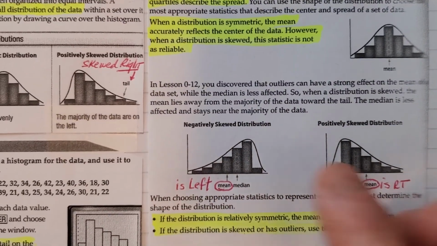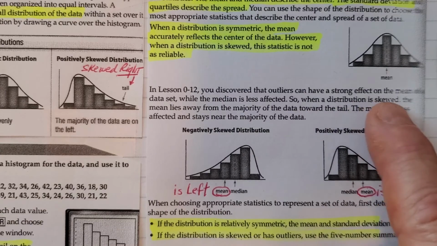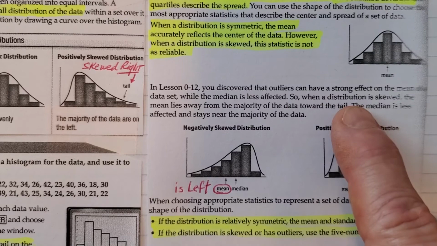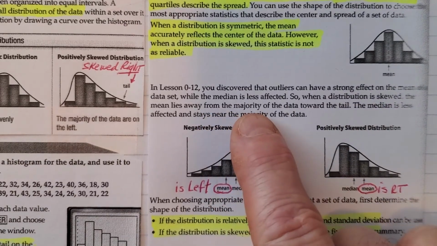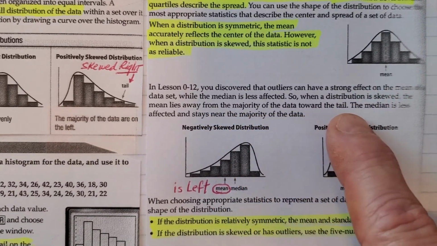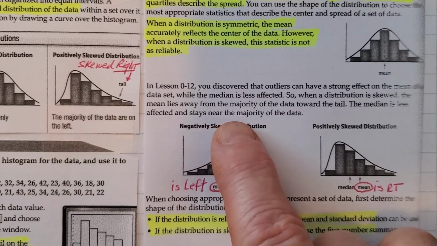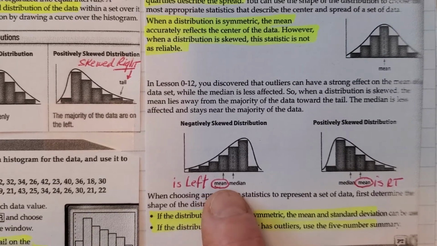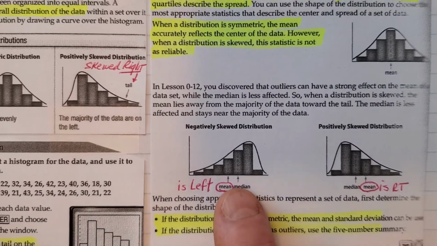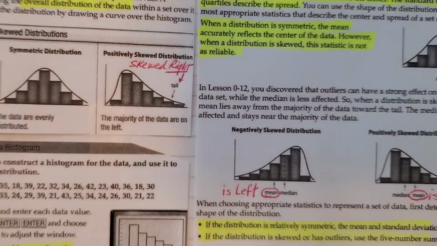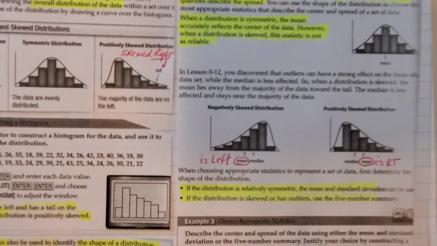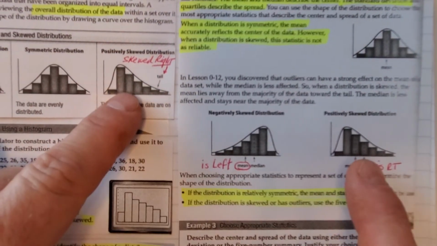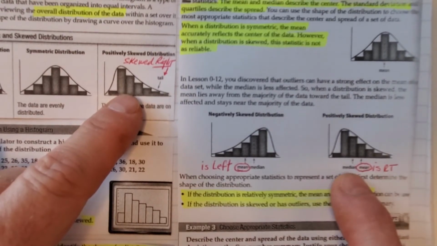That's what it means. So you discovered that outliers can have a strong effect on the mean, while the median is less affected. When a distribution is skewed, the mean lies away from the majority of the data, towards the tail. The median is less affected and stays near the majority of the data. So when it's skewed left, the mean is to the left of the median. When a distribution is skewed right, the mean is to the right of the median.